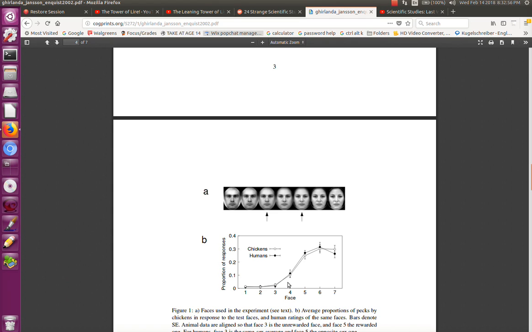So imagine you're a chicken and you're given a bunch of faces. When they give you, let's say, this face, when you peck at it, you get food. When they give you this face, when you peck at it, you don't get food.